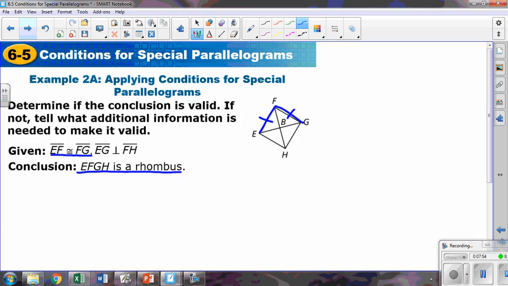So we need to continue then. EG perpendicular to FH. Okay, EG being perpendicular to FH tells us that we've got a boatload of 90s up here in the middle. Is that enough to conclude that we have a parallelogram? Essentially, this is telling us the diagonals are perpendicular.